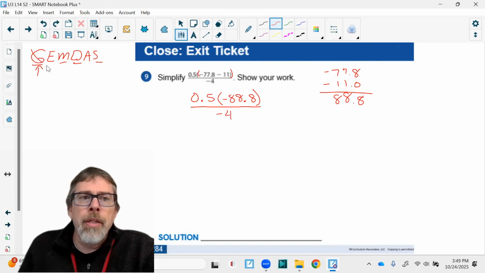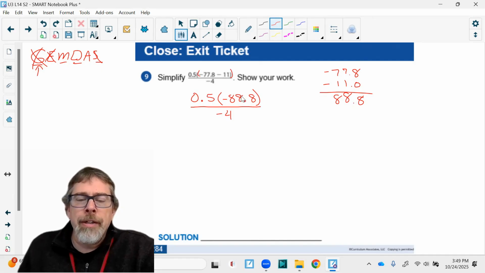Okay, so the grouping is done, no exponents. Now we're going to multiply. And the subtraction's gone because we did the grouping. So now it's just multiply and divide. So we're going to multiply here. And multiplying by 0.5 means to divide by 2. So I'm just going to do that quickly. So that's going to be, this means half, right? 0.5 is 1/2. What's 1/2 of 88.8? Well, it's negative 44.4. Okay, so that's this times this, and then divided by negative 4.